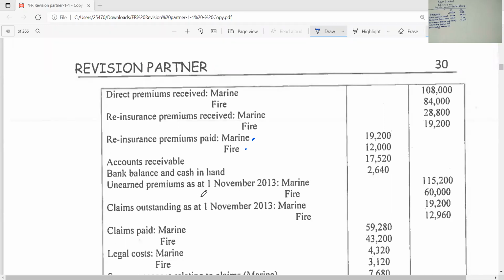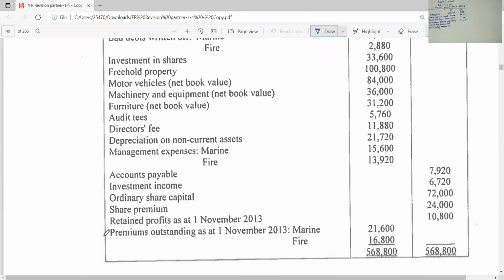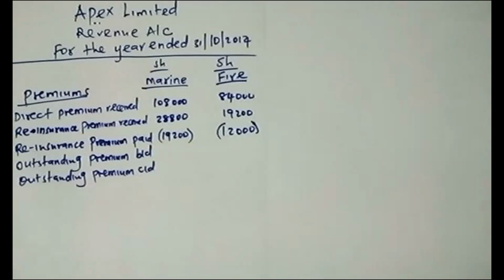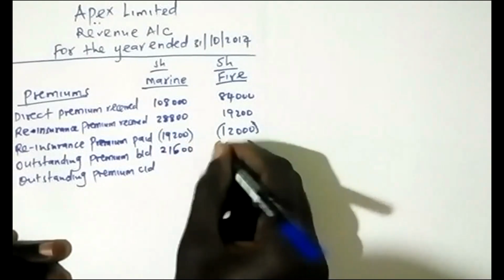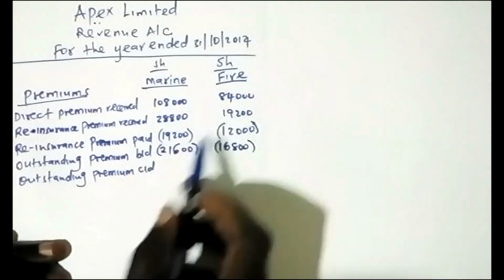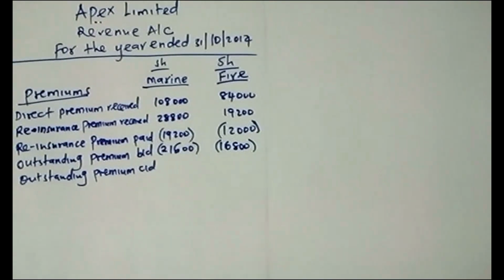So we have here outstanding premiums. Let us check on the question. You can see it's here. This is the time when our financial year was starting, 1st November, because the financial year was ending on 31st October. So this is the outstanding premium balance brought down at the start of the year: 21,600 and 16,800. I have said this one we subtract, because the ones which have already been paid reduce these amounts which were outstanding at the start of the year. Then the ones which are outstanding at the end of the year, we have to add, because they have not been paid by the end of the year.